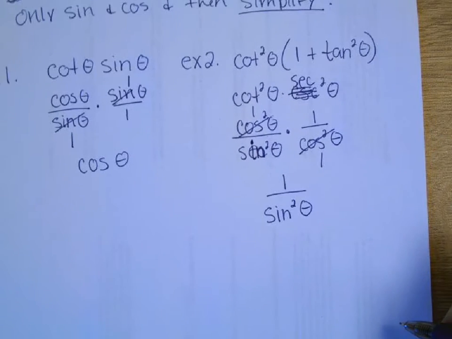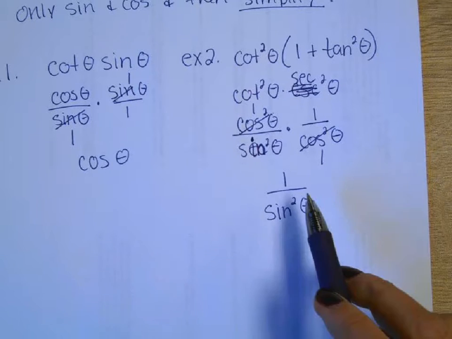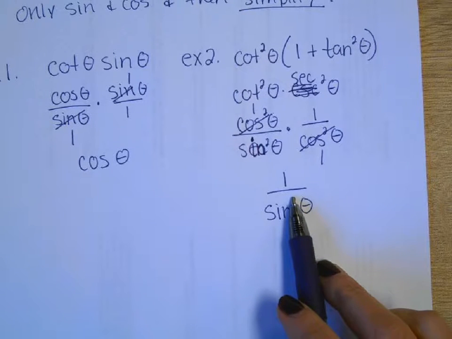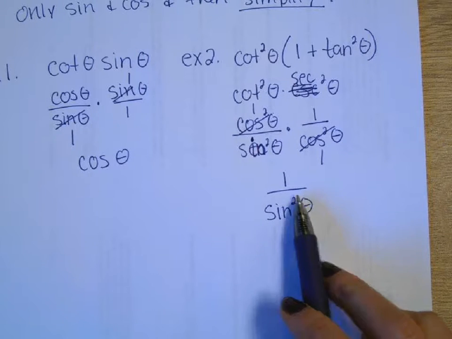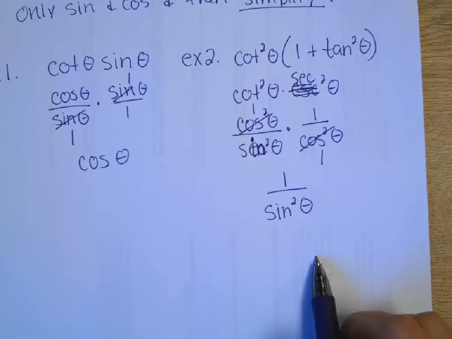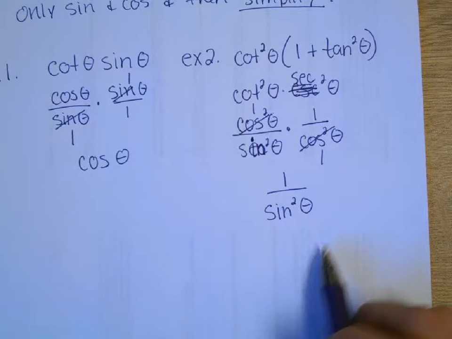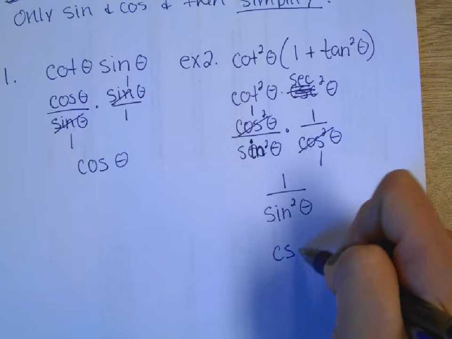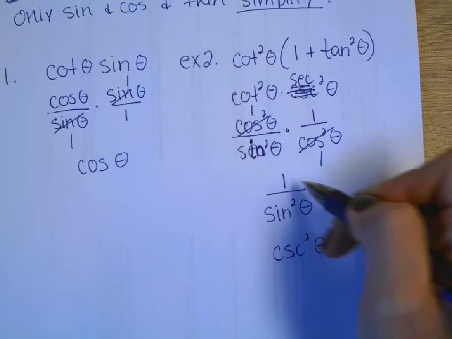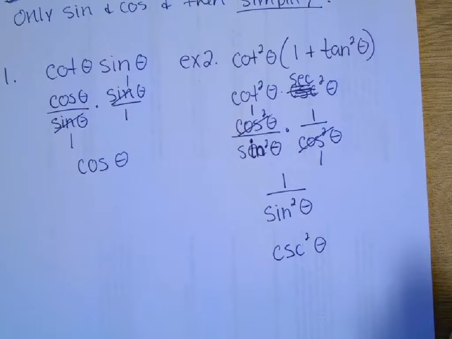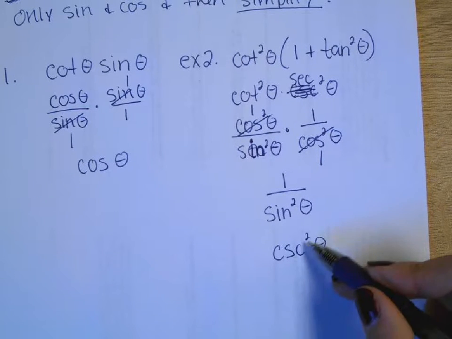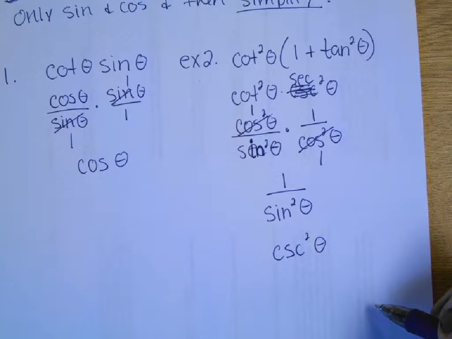Does that simplify? Yeah, probably. Forget about the squared for now. What's 1 over sine equal to? Cosecant. So what do you think 1 over sine squared equals? Cosecant squared. Yeah. So if you can get rid of the fraction, that's considered simplifying. What is that? Cosecant squared. CSC squared.